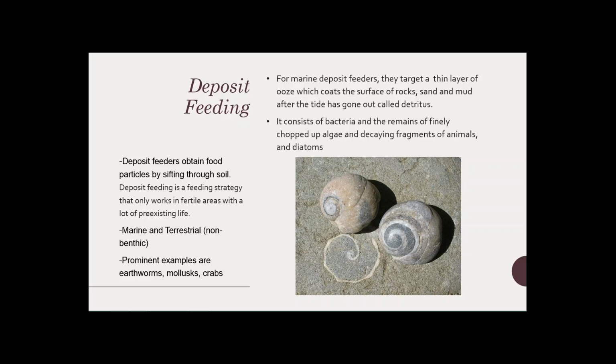For marine deposit feeders, they target something that coats the surface of the rock and the sands, and it's actually called detritus. So things like crabs, snails. I have this picture of ancient snails, just as an example. Other worms, sea cucumbers, all those things are targeting detritus, which is made of bacteria and also the remains of other dead animals. So, for example, when a fish dies, it sinks to the bottom of the sea, and it starts to decompose. And all that bacteria and all those remains and all those fragments are absorbed into the dirt, the nutrients from it.